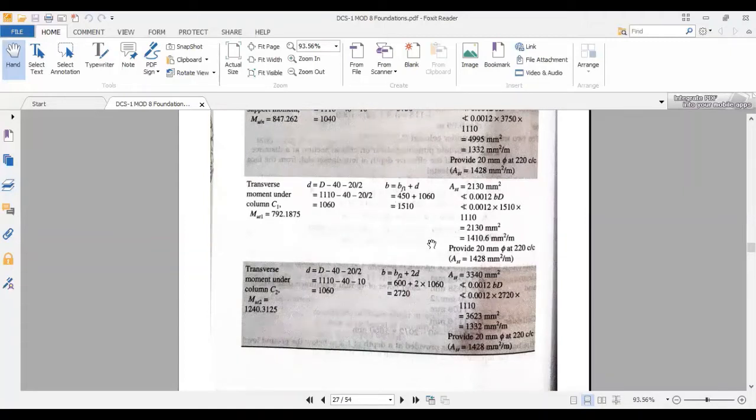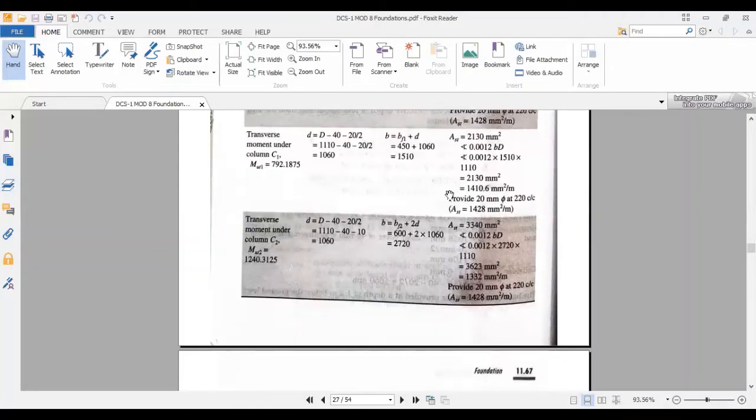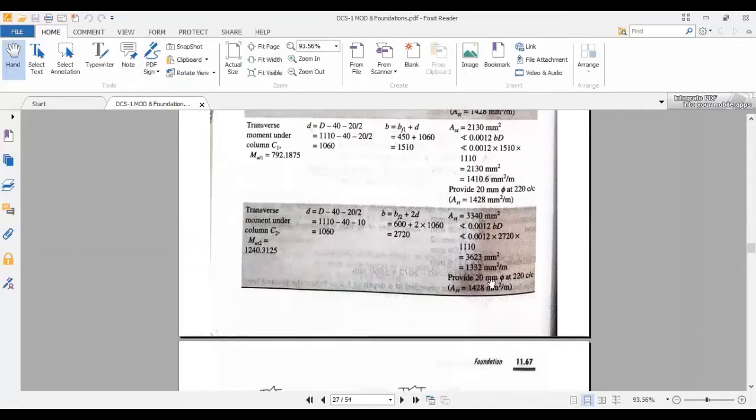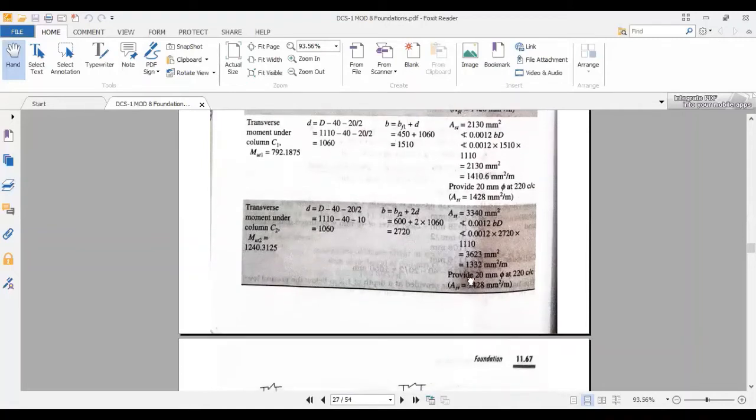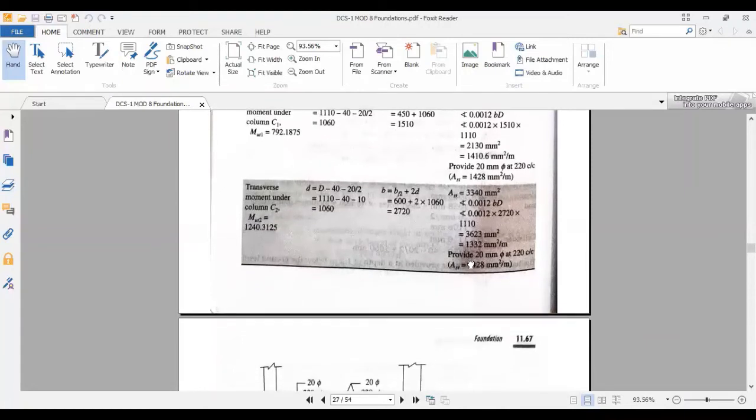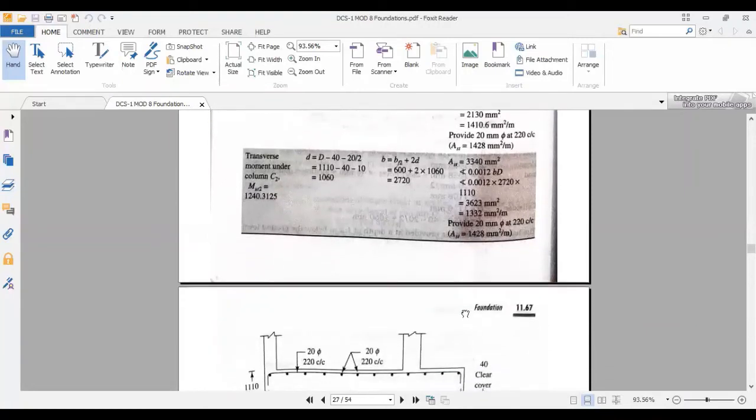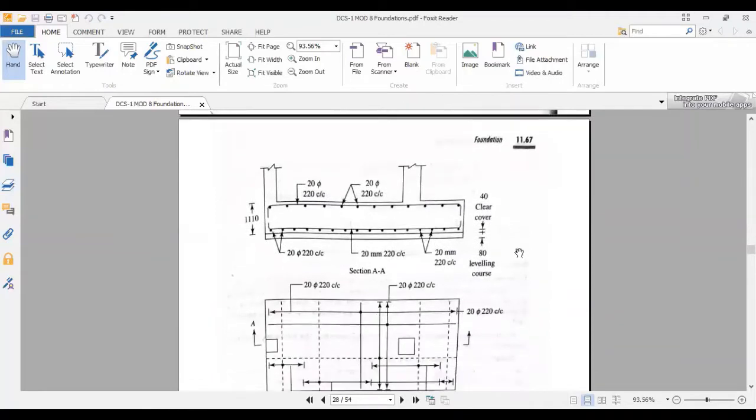And similarly transverse moment under column C2. MUT is 1240.3125, D value is 1060, B value is 2720, BF2 plus 2D, and AST would be 1428 mm square per meter, and if we provide 20 mm dia at 220 center to center spacing. So this is how our section will look now.